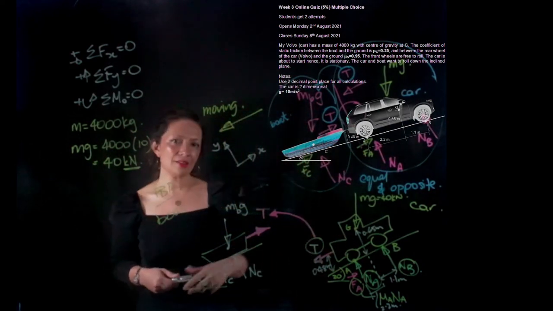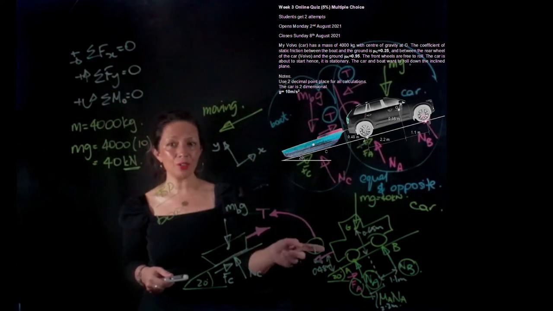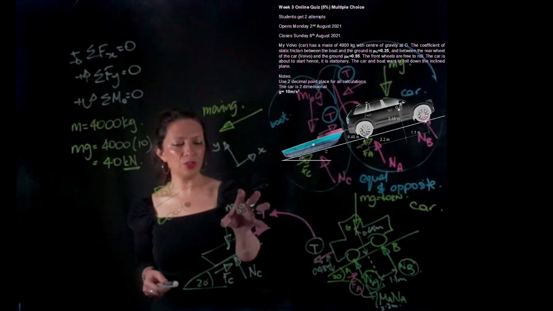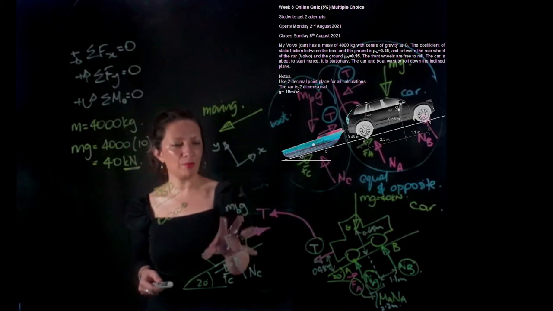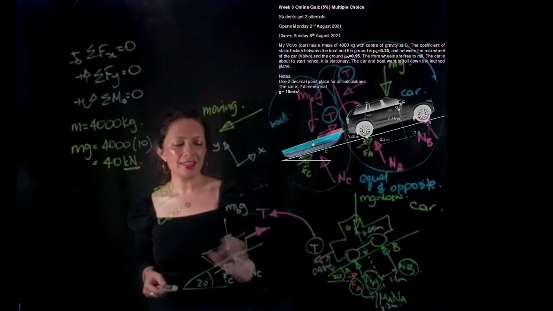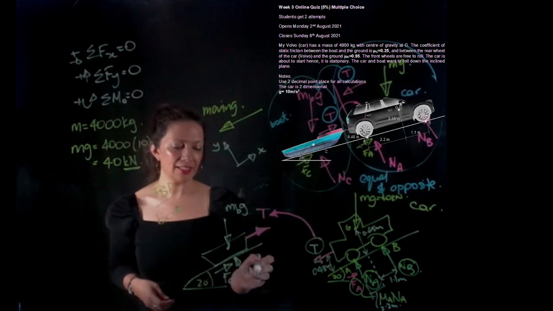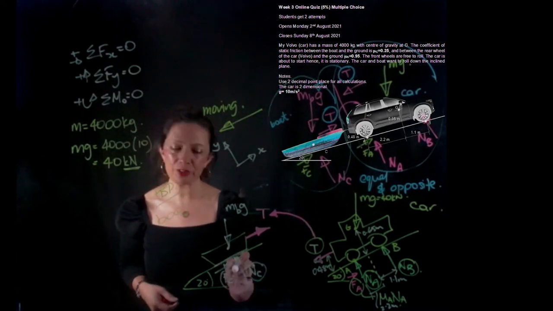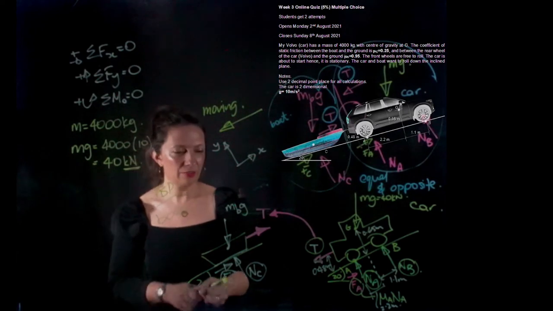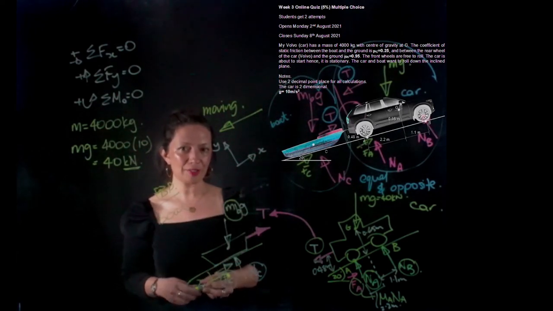So I think I can solve that now. I've got three equations, I have three unknowns. I can find T. I can take T and put it into the free body diagram of my boat and make sure that it's equal and opposite. Then I can calculate and find NC, which means I can find the frictional force, and what I need to find is the mass of the boat.